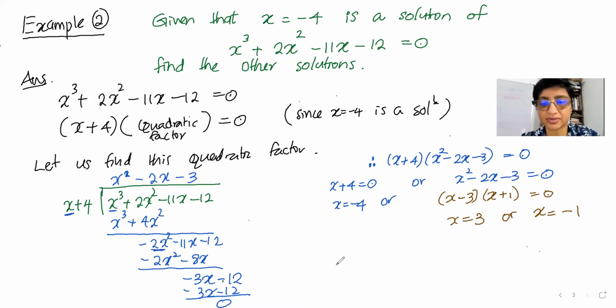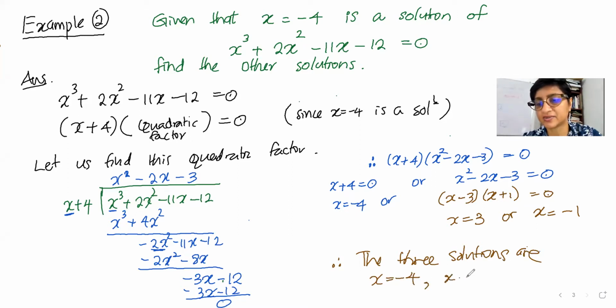So all the three solutions are x equals minus 4, and they had given that x equals 3 or x equals minus 1.